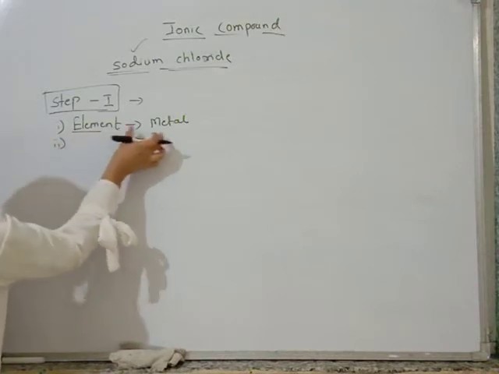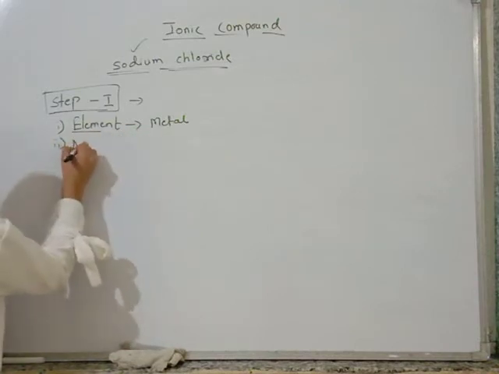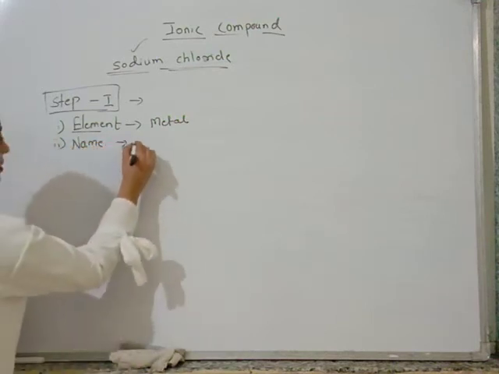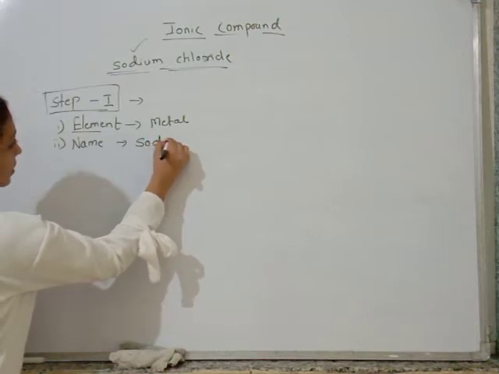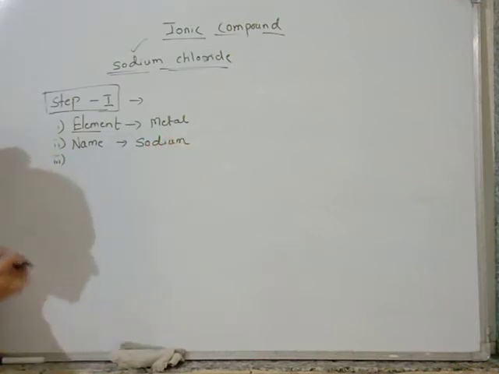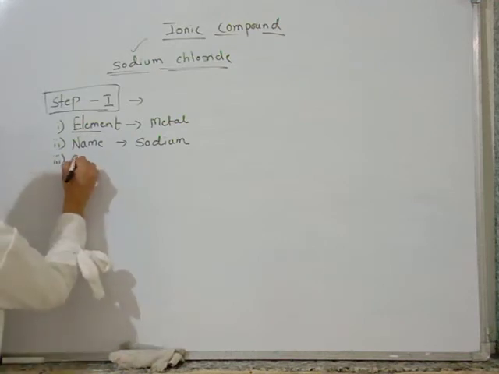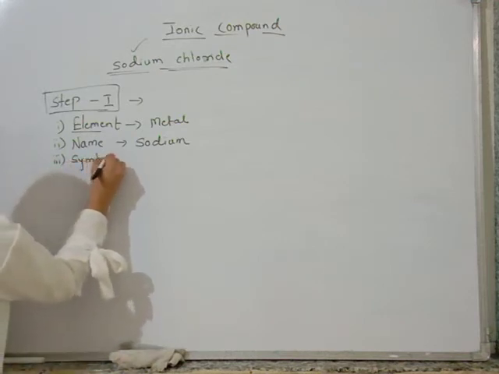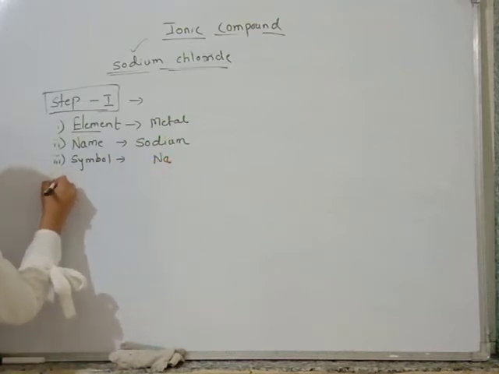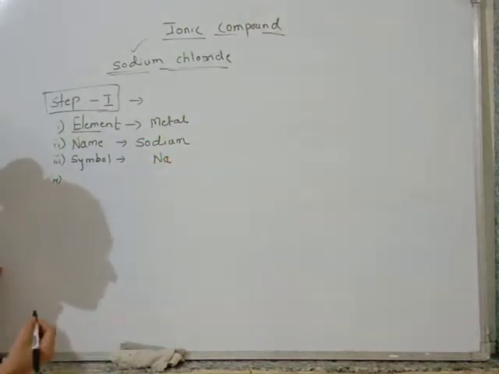Second step, what kind of element is that? It's metal, so we will write its name in the next step. Its name, of course, is sodium. In the next step, we will write its symbol. Its symbol is Na.